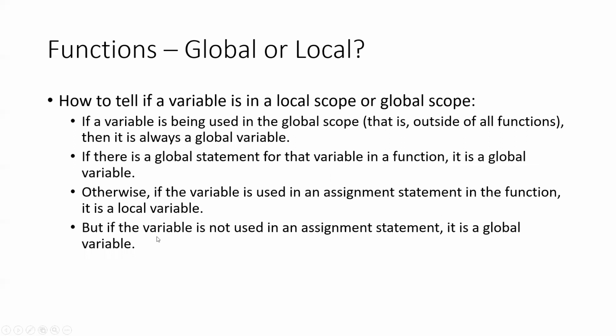How can you tell if a variable is global or local? It's pretty easy. If the variable is used in the global scope, meaning outside all of the functions, then it's a global variable. If there's a global statement for that variable in a function, it's the global variable. Otherwise, if the variable is used in an assignment statement inside the function, it's considered local. And if that variable is not used in an assignment statement, it's referring back to the global.